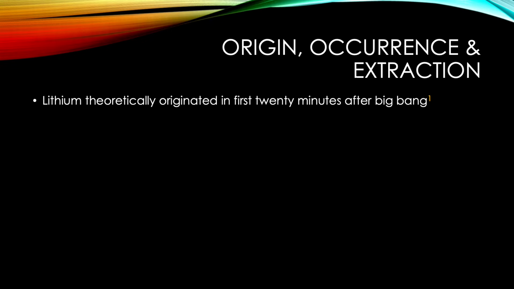Where did lithium come from? Well, I personally believe that God created all things in their current form. However, according to the Big Bang, lithium theoretically originated in the first 20 minutes after the Big Bang, when the universe was supposed to be hot and nuclear fusion was running rampant. And so these lighter elements, according to the Big Bang theory, hydrogen, helium, and lithium, were set in the first 20 minutes.